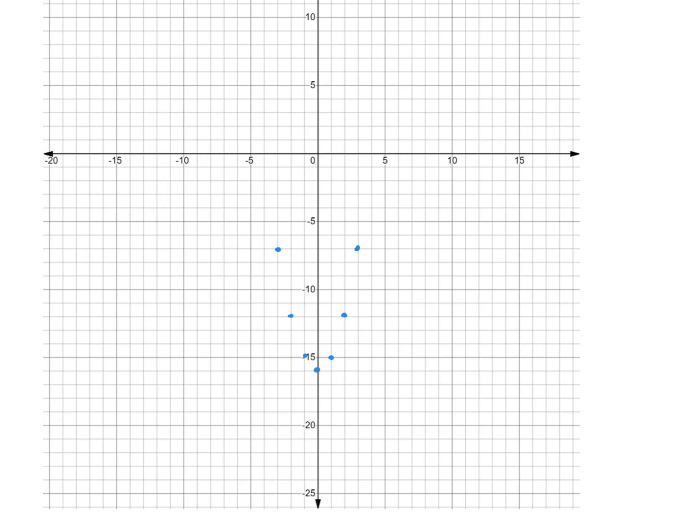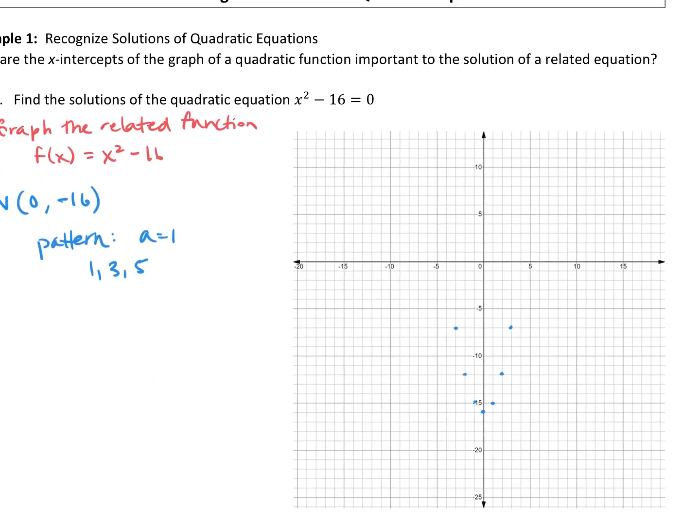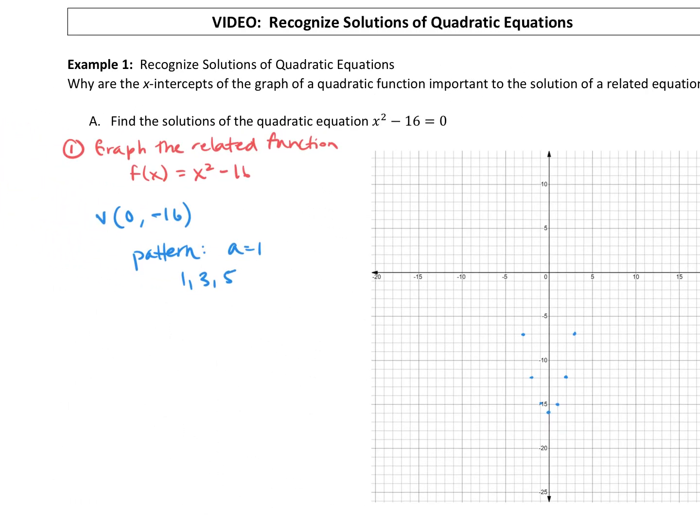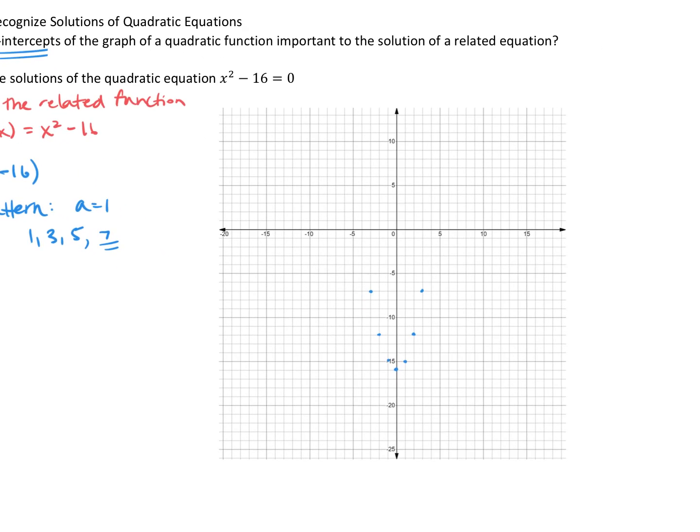Now, because we are trying to relate the x-intercepts, how does that relate to the solution of the equation? We actually want more points on our parabola. So 1, 3, 5. The next one, and we haven't seen this yet, would be a 7. So if you go through your 1, 3, 5 pattern and you have room to plot more points, now we could go up 7 over 1.